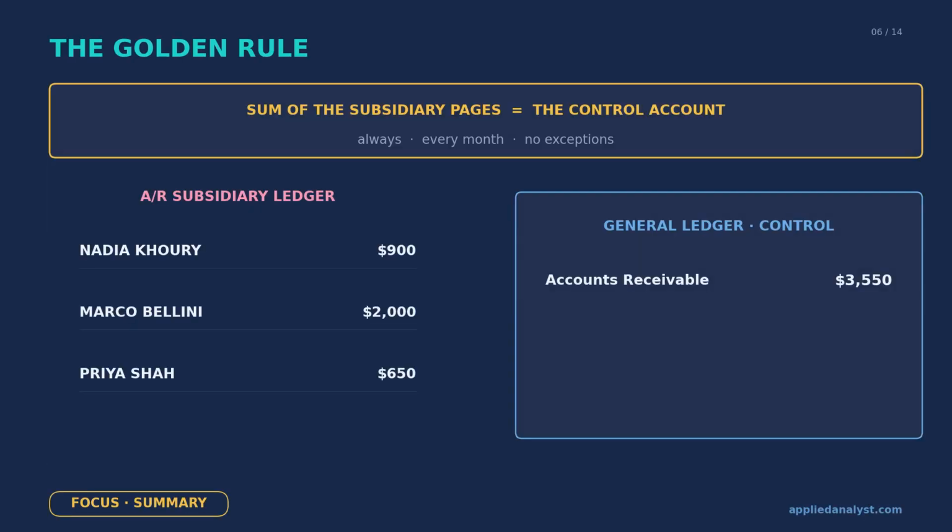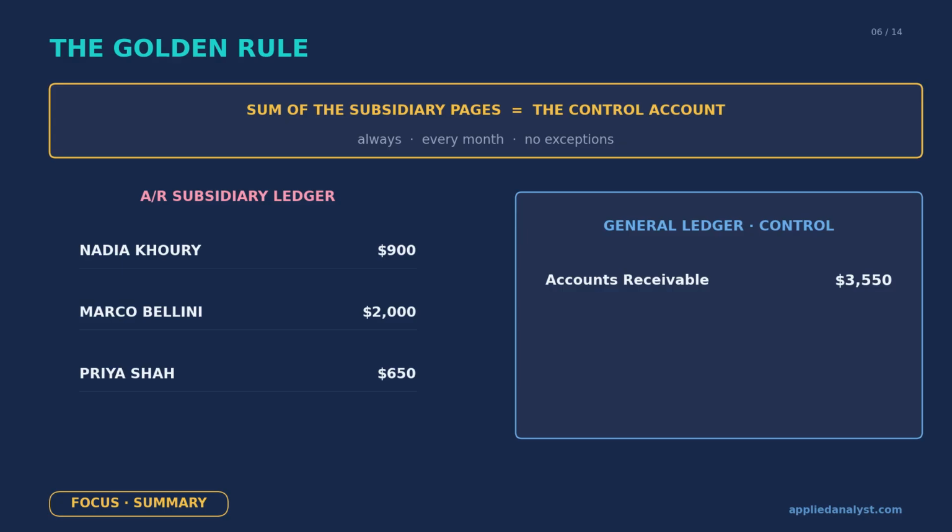Now the golden rule. If you remember one thing from this chapter, make it this one. Plain English first. The pages must add up to the summary. That is all it says. Add up every page in the subsidiary ledger, and that total must equal the control account. Always. No exceptions. Let us do it slowly, with real numbers.